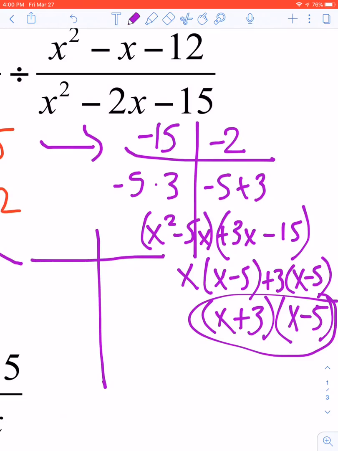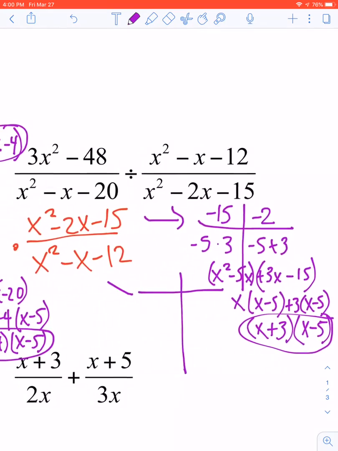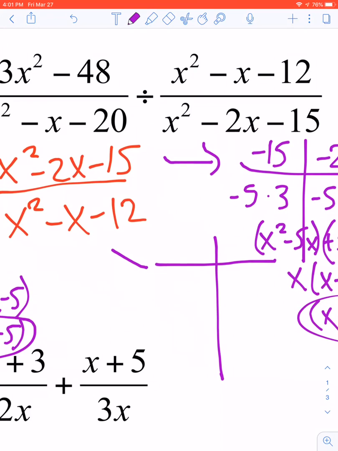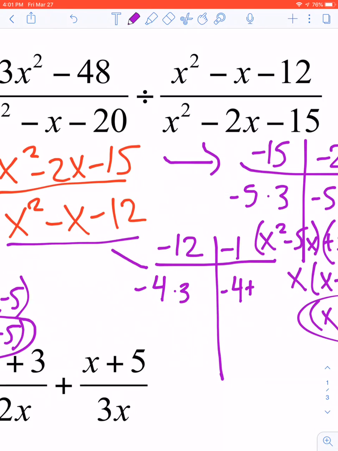All right, so that is our final answer for the top on this fraction, and then we have this bottom fraction right here, x squared minus x minus 12. We're almost done. So negative 12 and negative 1, and you can pause and try and figure out those factors yourself, but it's going to be negative 4 and 3, because negative 4 plus 3 equals negative 1. So we're going to do x squared minus 4x plus 3x minus 12. We're going to group, okay?